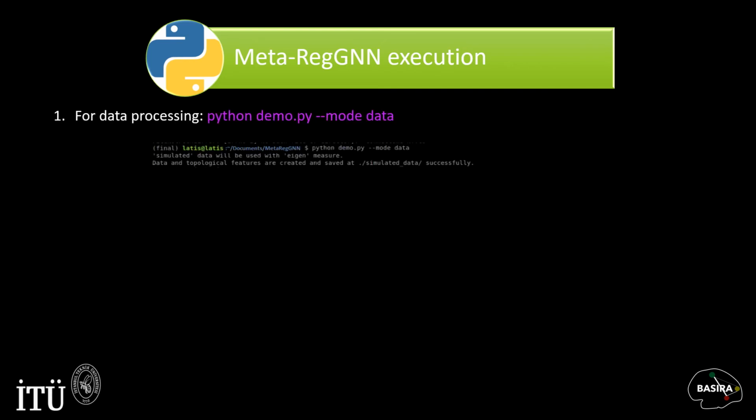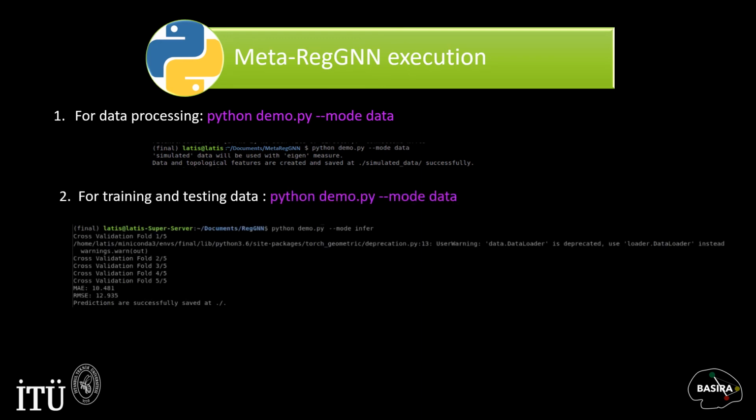Now, I will show how to run the Meta-RegGNN code. So first, simulate the data and extract topological features using the following command. Then, to obtain the prediction, type the following command. Obtained behavior scores will be saved.